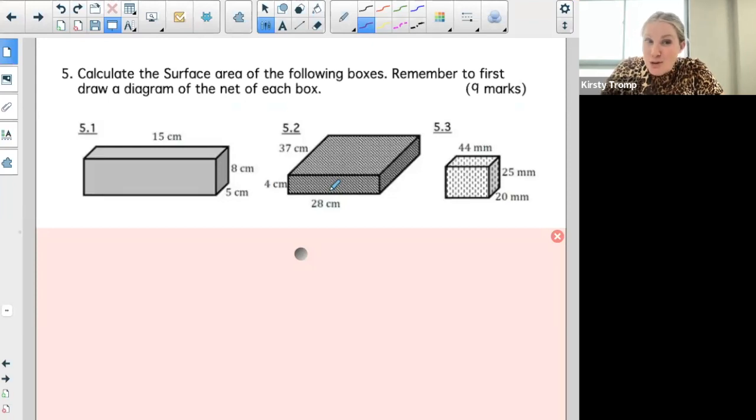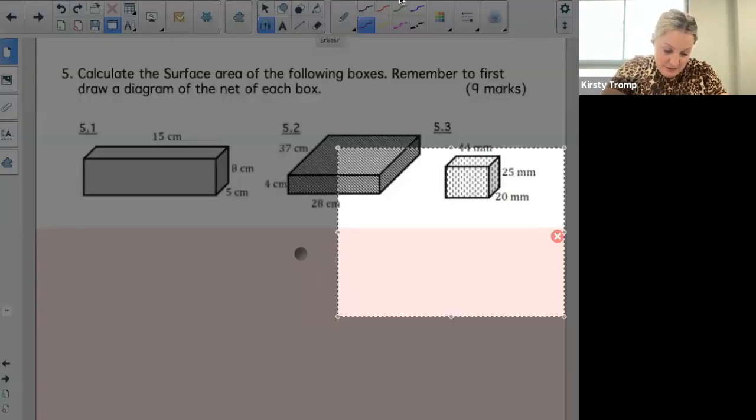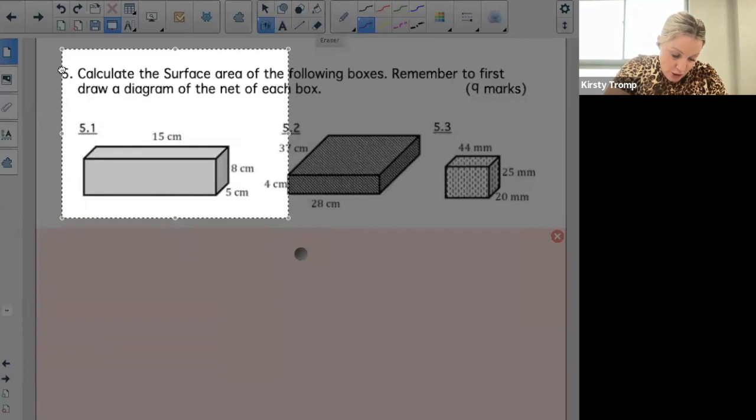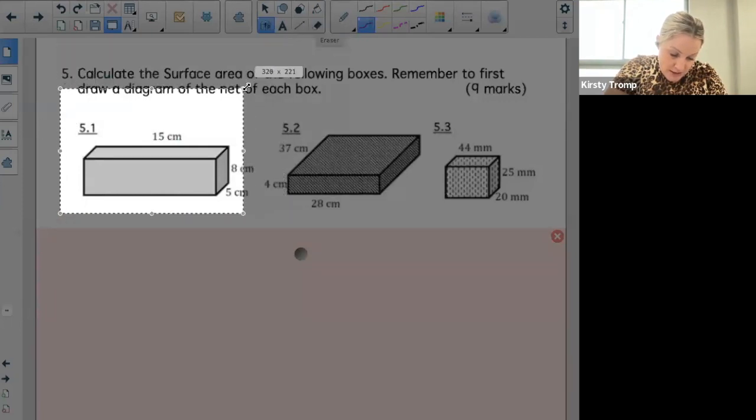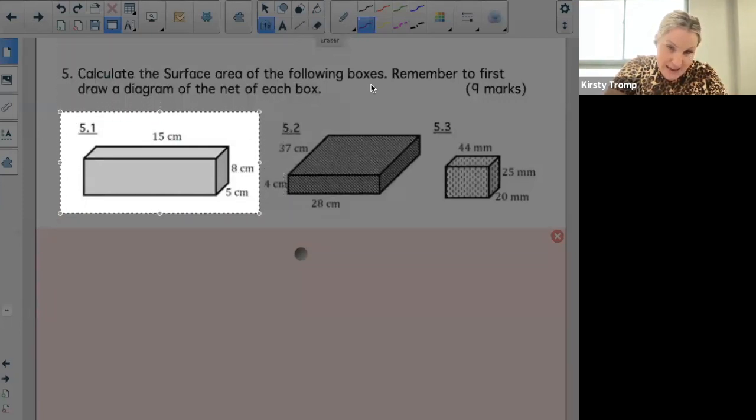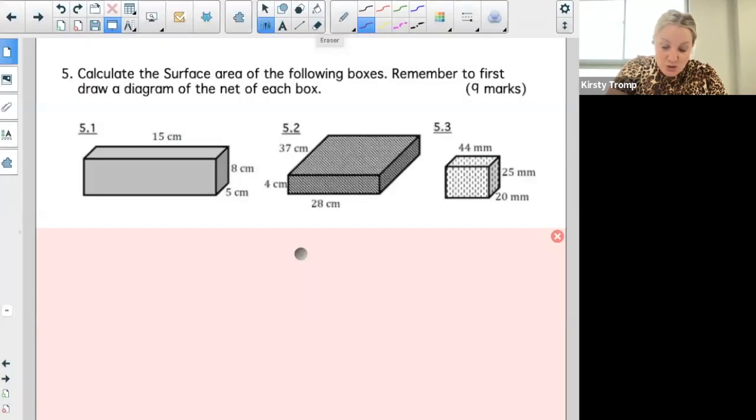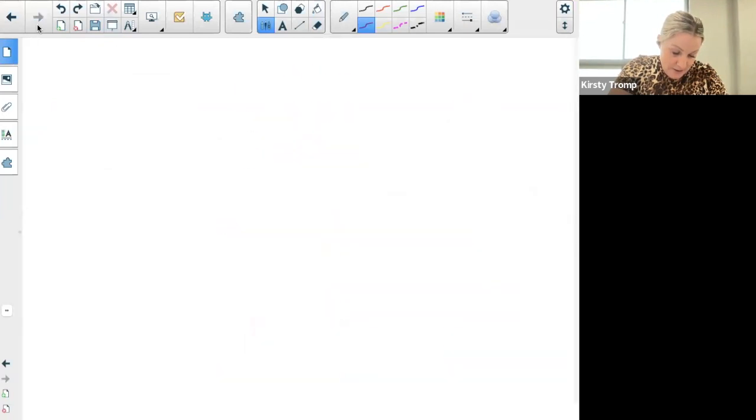Okay, so I want to do the first one with you guys, and I'm going to show you 2 different ways that you can do this. I'm going to teach you the way of doing it with a net, and I'm going to teach you a different way to do it where you don't have to do a net each time. All right.